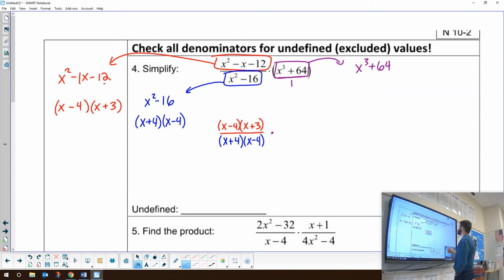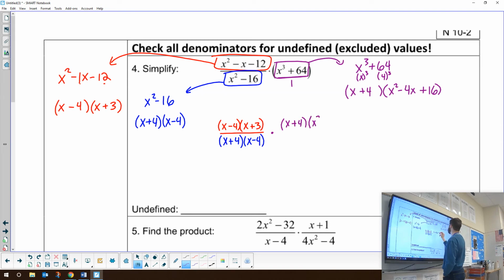x cubed plus 64 can factor. We build our small parentheses. That's a plus b. Remember, my a is x cubed, and this is 4 cubed. Use your calculator if you forget your perfect cubes. We have a small parentheses with a plus b, and a bigger parentheses with a squared minus ab plus b squared. So we're going to go x plus 4 times x squared minus 4x plus 16. So there you go. We can write this out on top: x plus 4 times x squared minus 4x plus 16.